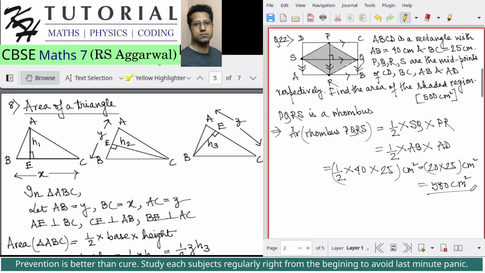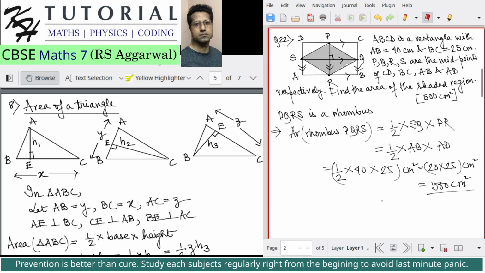So this is a very important concept. You must always remember the quadrilateral formed by joining the midpoints of any rectangle is always a rhombus. Now if, instead of a rectangle, it is a square, if ABCD was a square, then PQRS would also have been a square. Let me quickly check that. Yes, I think so. If ABCD was a square, then the quadrilateral PQRS would also have been a square.